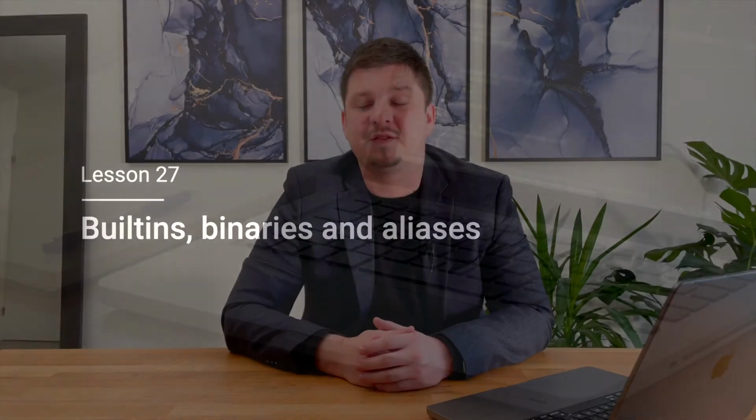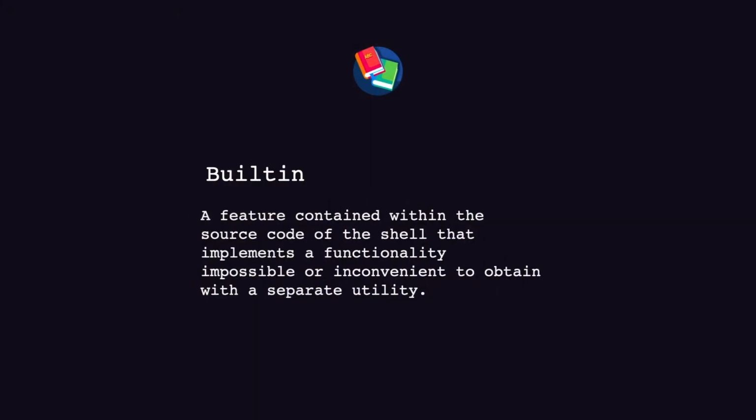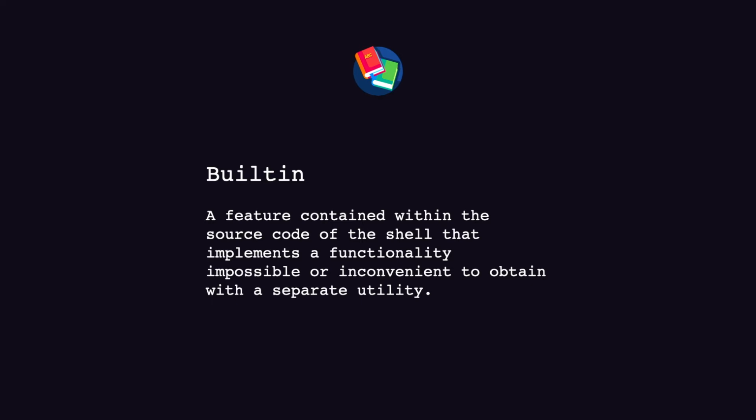Before we move on to the next lectures where I'll introduce you to package managers, I'd like to give you a little bit more information about the three different types of shell commands, which are, just as a reminder, built-ins, executables, and aliases, starting with built-ins. Built-ins are features contained within the source code of the shell itself and are essential to implement functionalities that are impossible or inconvenient to obtain with separate utilities.